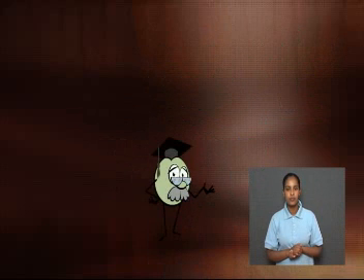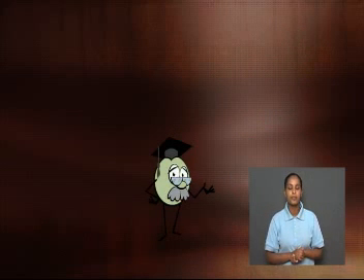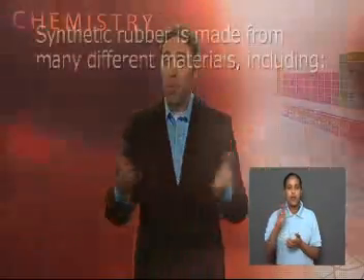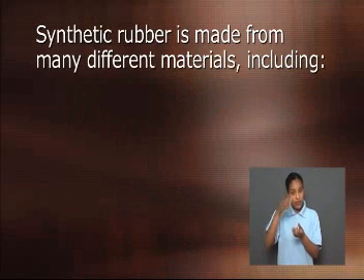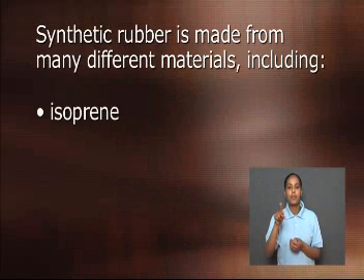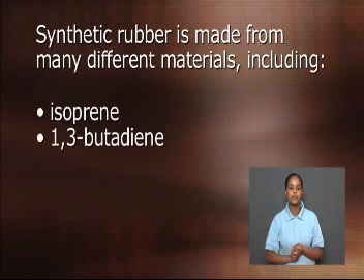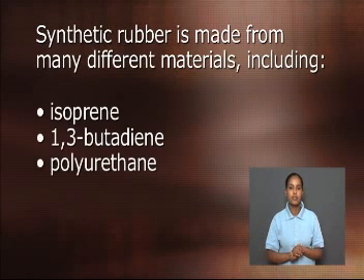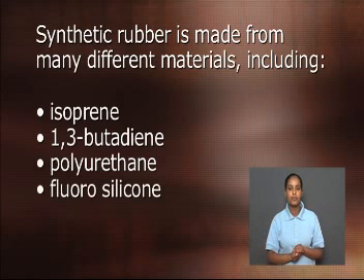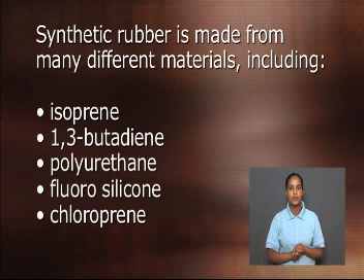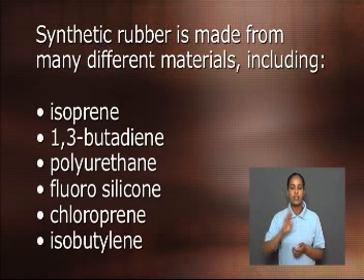Time's up. Let's get back to our lesson. Welcome back, students. How many were you able to list? The monomers we have learned so far are isoprene, 1,3-butadiene, polyurethane, fluorosilicone, chloroprene, and isobutylene. I'm sure that you were able to remember these monomers. Good work.